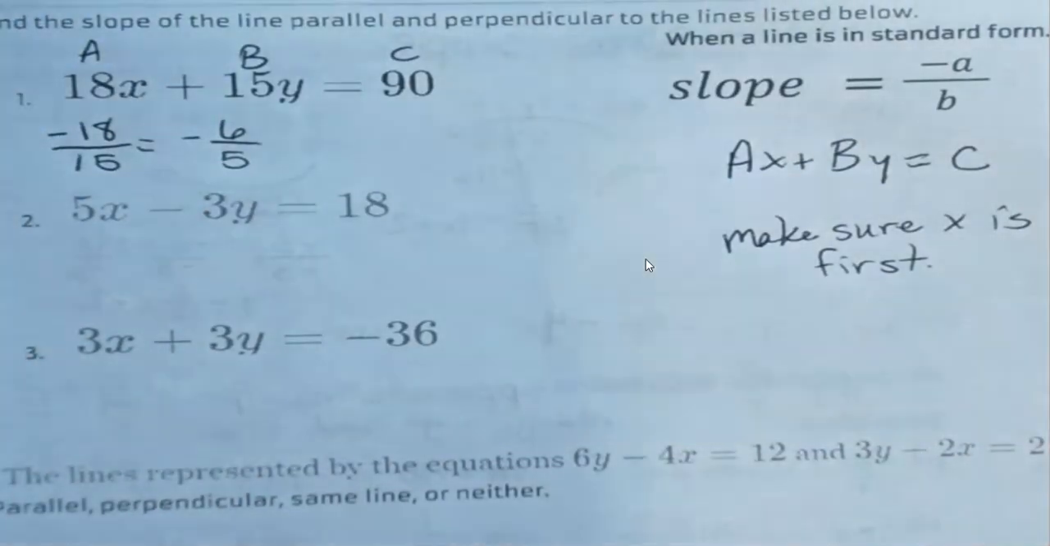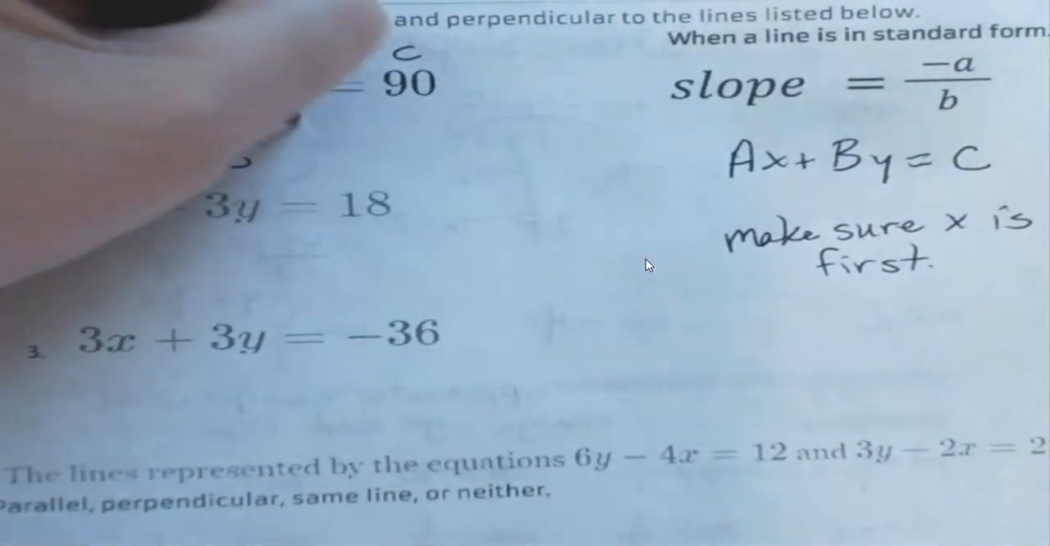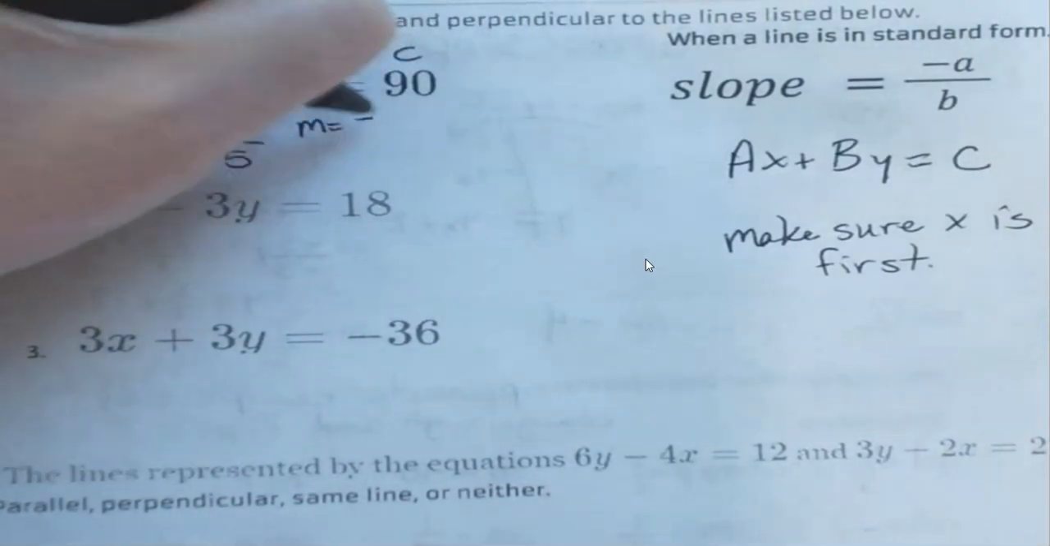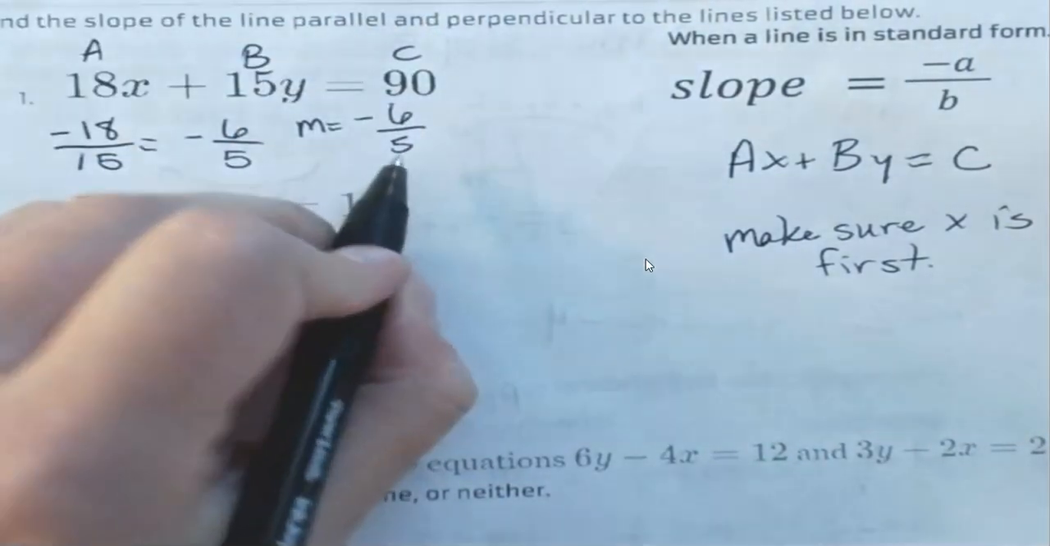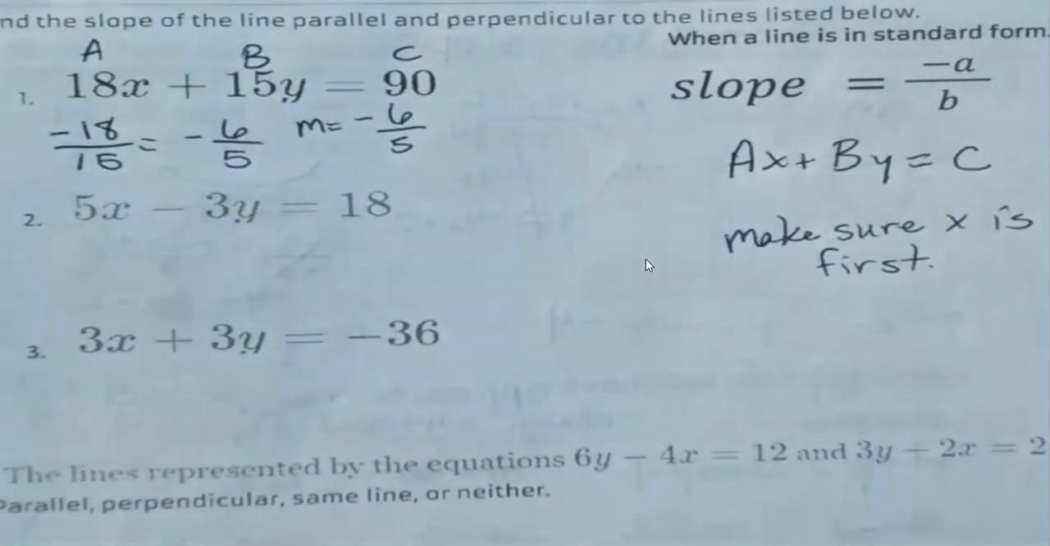So this is the parallel slope. This is what the m is. M equals negative 6 over 5. This is parallel as well because the slopes are the same. We have found the slope of this line.